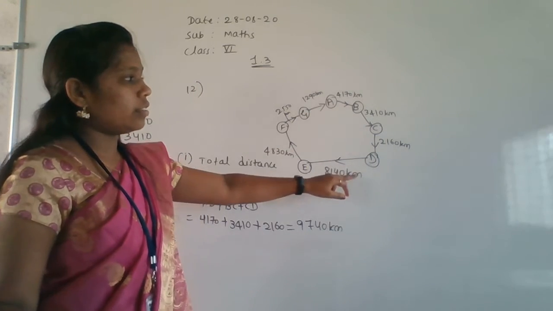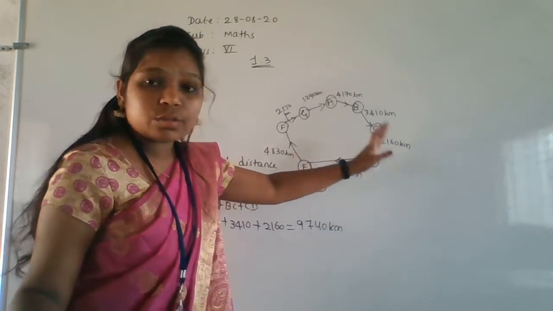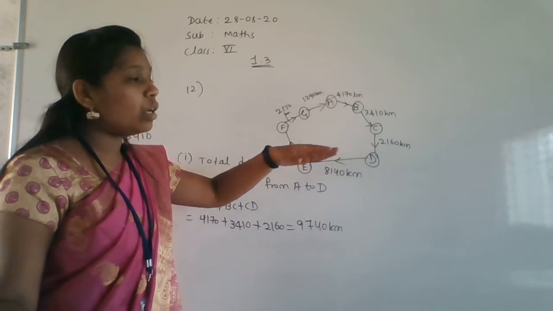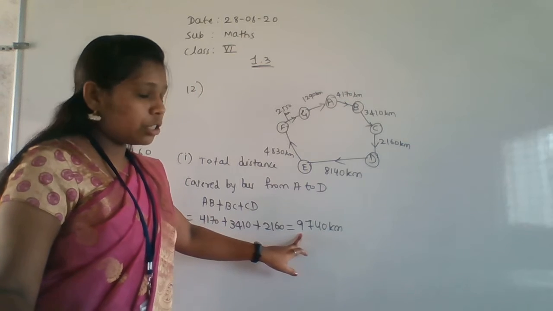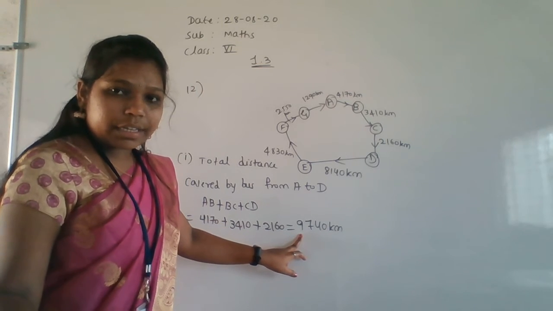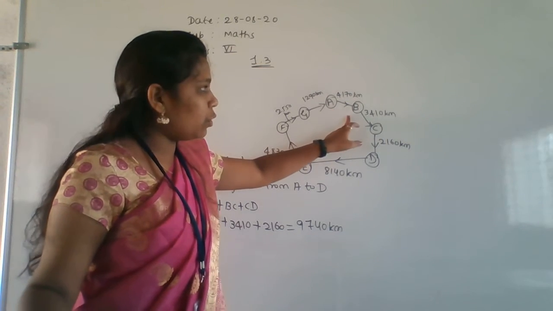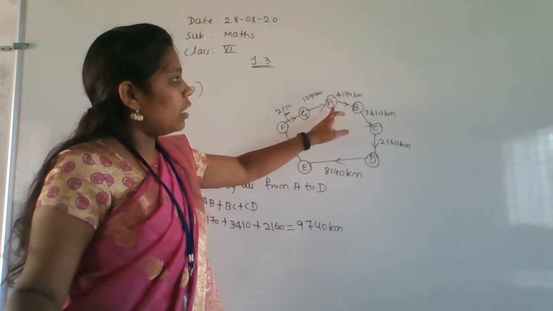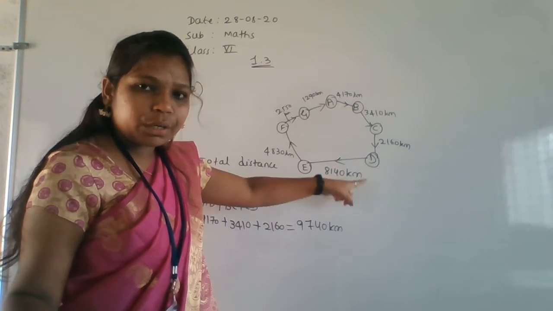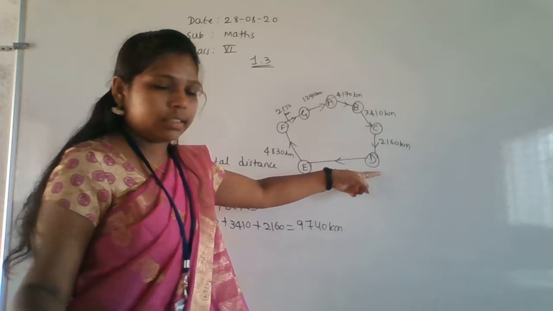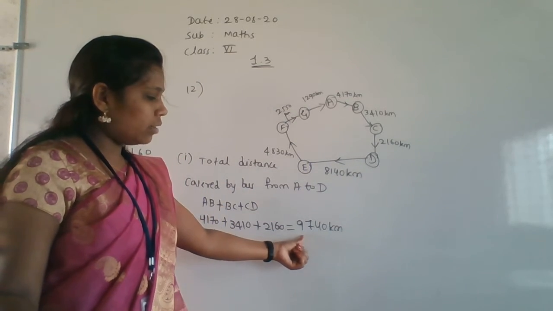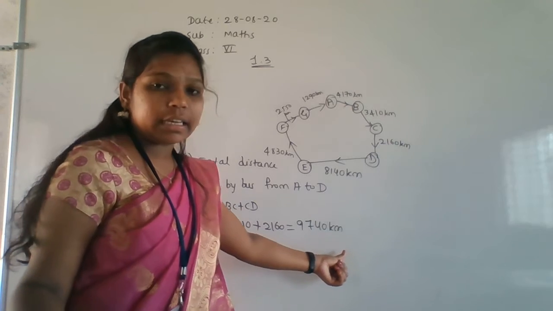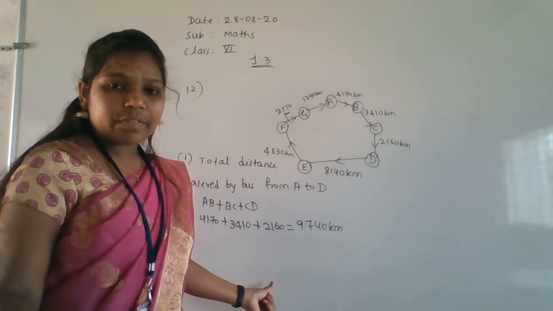From A to D, you have to find the distance. They gave it part-wise, right? So you have to add all those things, then only you will know that from A to D this much distance is there. So here they gave A to B, B to C and C to D. If you want the distance from A to D, then add these three things, and you will get 9,740 kilometers. Getting everyone? Okay.